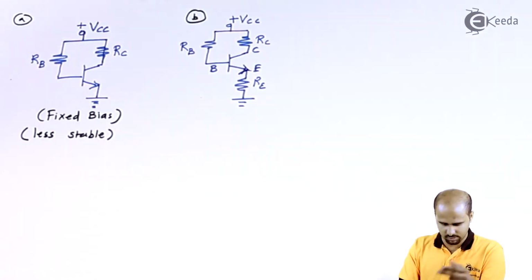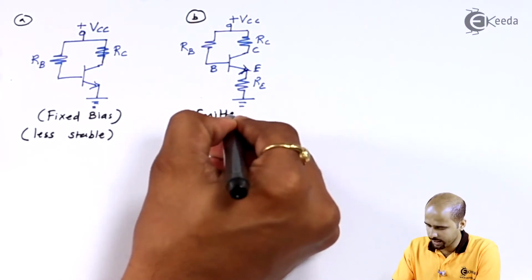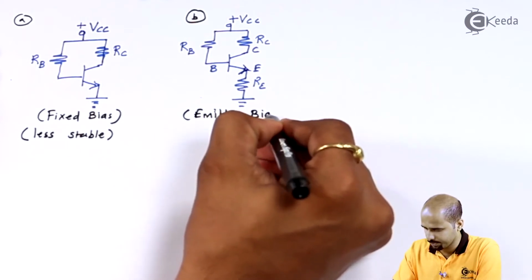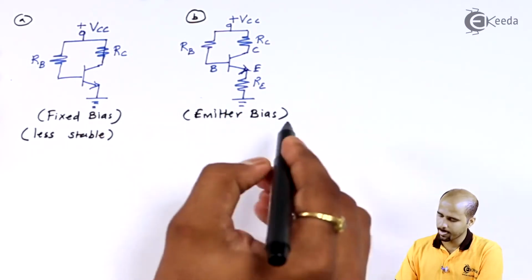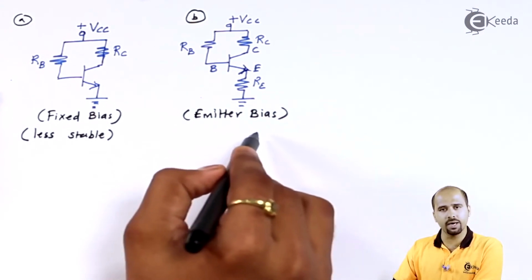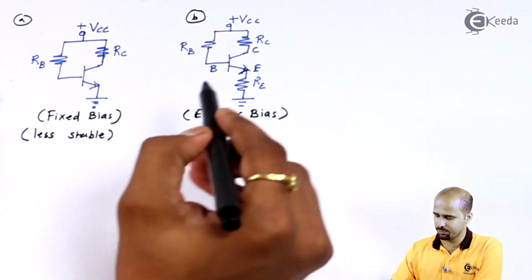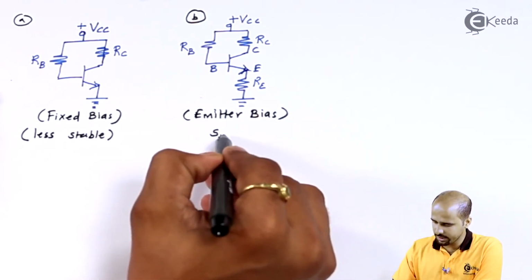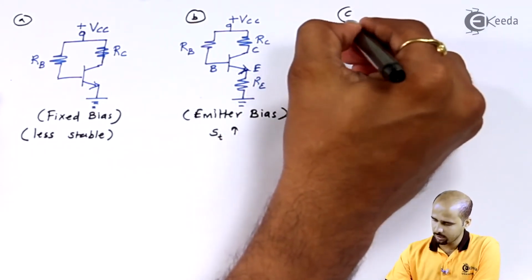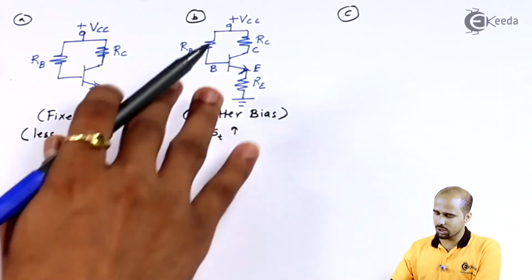So this is called emitter bias, or I can say that it is fixed bias with emitter resistance. Obviously this is the least stable, and emitter bias is more stable than your fixed bias. So I can say that stability increases. Now in the C part, there is a slight change in the feedback circuit.